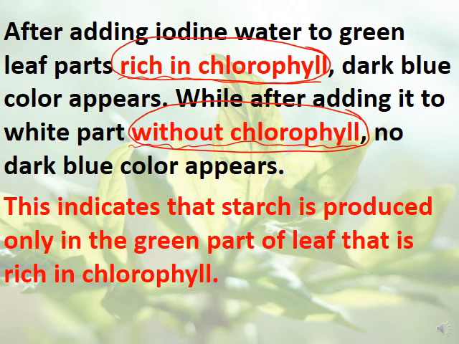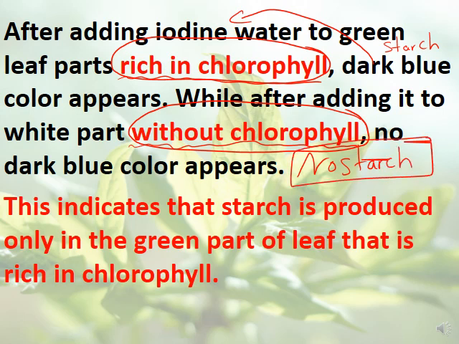So after adding the iodine water to the green leaf parts, I will repeat it, that contain chlorophyll, that's rich in chlorophyll, dark blue color appears. Dark blue color with iodine water means that we have starch. While after adding it to the white part, this white part without chlorophyll, so we don't have chlorophyll, no dark blue color with iodine, so there is no starch. This you have to know before you answer.